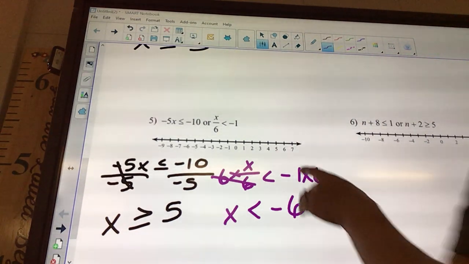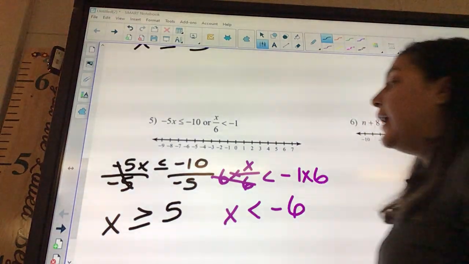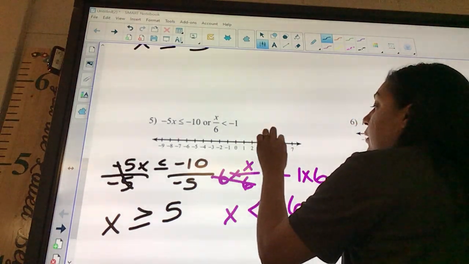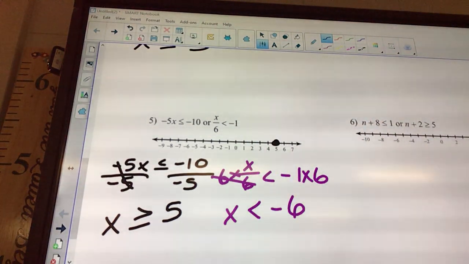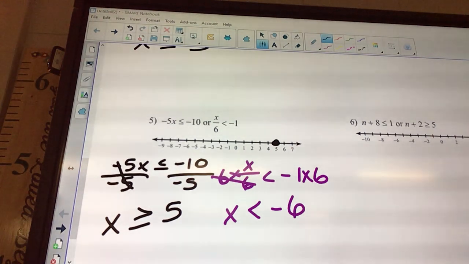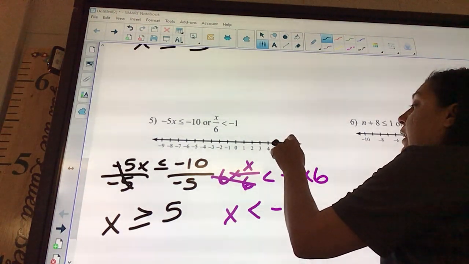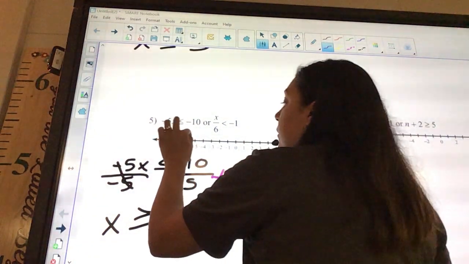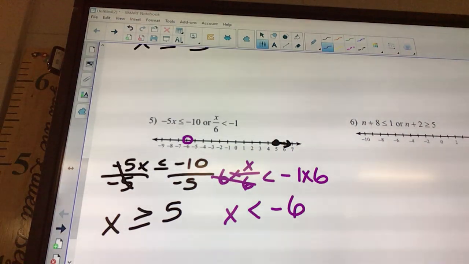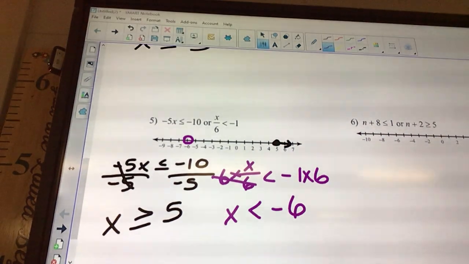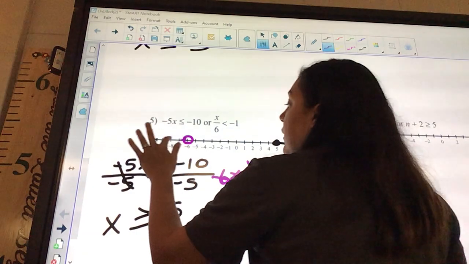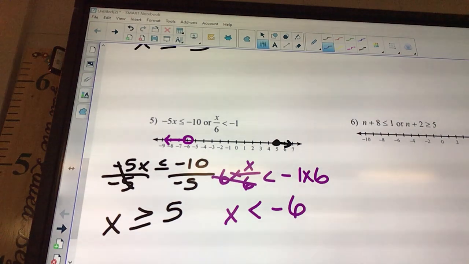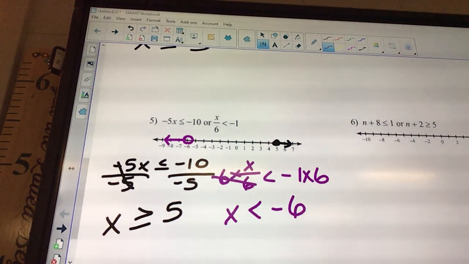Okay, so let's see what's happening with the ors. So on the -5, should it be open or closed? Closed. And this says x is what? X is bigger. So that's going to go this way. And then the -6 should be open. And this says x is what? Less than. So to the left. What's happening with this one? They're both going opposite ways. Okay, ors go out. Ands go in, ors go out.